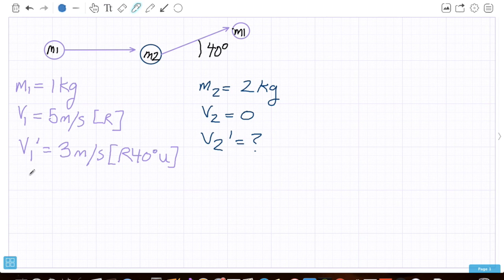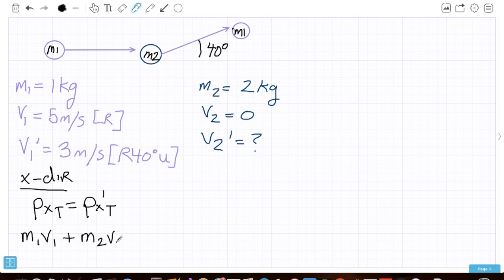Okay, so let's look at the x component. So in the x direction, or in the horizontal direction, our total momentum is equal to our total momentum. This is the total momentum before the collision, this is the total momentum after the collision. So we can break up these totals into the momentum of m1 plus the momentum of m2, and that's equal to the post-collision momentum of both. And this is the x direction, so let's put little subscripts here. And this is 0 because m2 doesn't have any initial velocity.